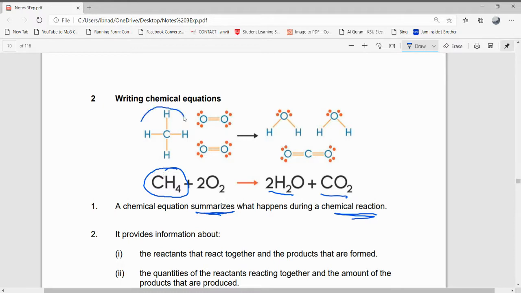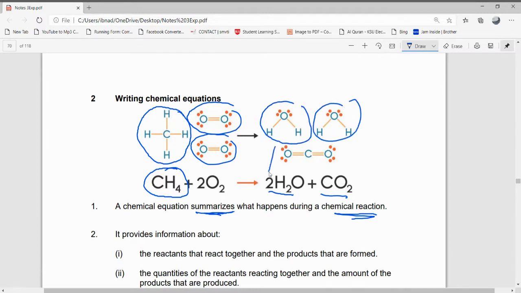And what does the equation say? One molecule of methane will react with two molecules of oxygen to produce the other products, water, there are two of them, and one carbon dioxide. We'll talk about balancing equations more in the SLS or the next lesson.